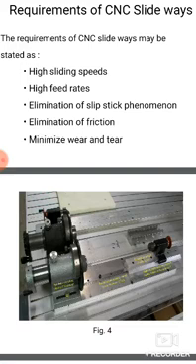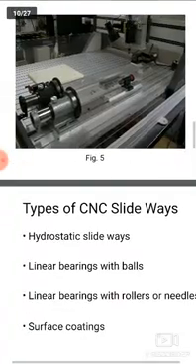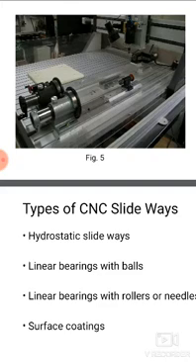Mainly, the guideway should have high rigidity. Next, the surface of the guideways must have greater accuracy and surface finish. Next, the guideway should have high accuracy of travel. So for high rigidity, surface finish and accuracy, and high accuracy in travel, these three are the requirements in CNC. Next, different types of CNC slideways: hydrostatic slideway, linear bearing slideway.